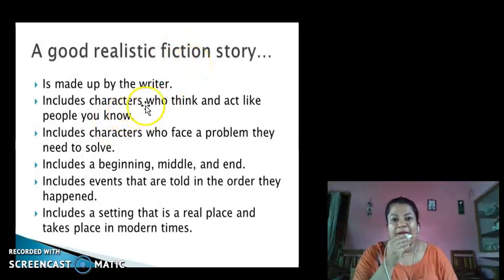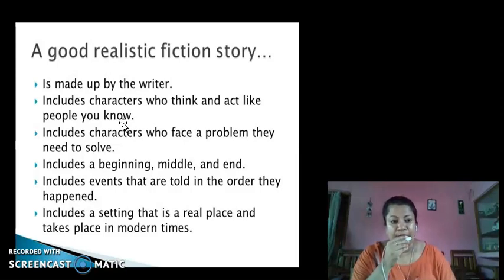It includes characters who think and act like people, okay. Like for example, I've given you the example of Gita's father. He's in the army, okay. So you may also have a friend whose father is in the army. Gita feels very sad when her father goes away. So you may also feel very sad if your parents leave for a different place, or your father or mother is posted out of station for a long time. So this is what we call making connections, okay.